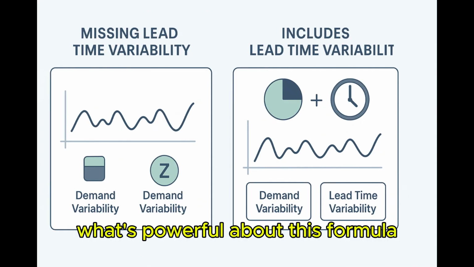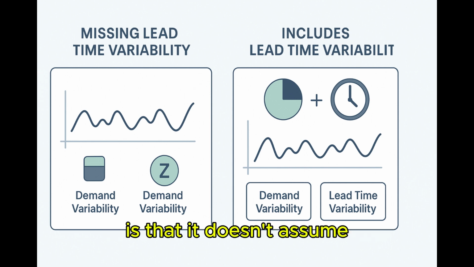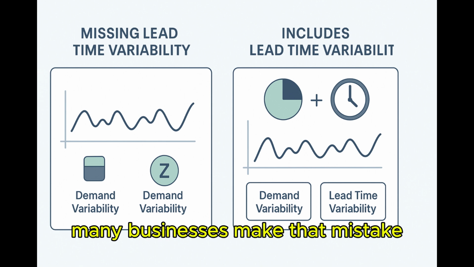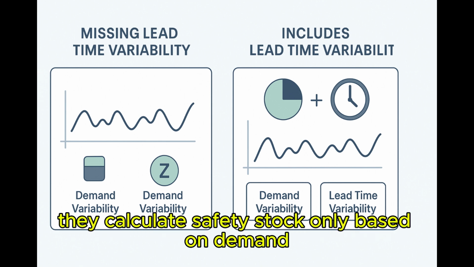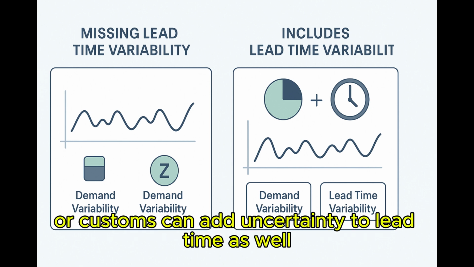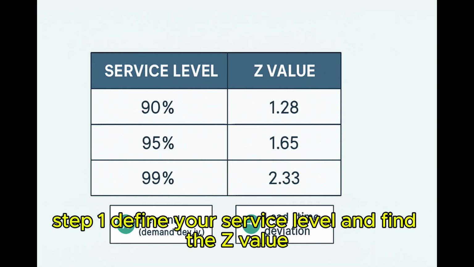What's powerful about this formula is that it doesn't assume your lead time is always fixed. Many businesses make that mistake. They calculate safety stock only based on demand variability, ignoring that suppliers, transportation, or customs can add uncertainty to lead time as well.